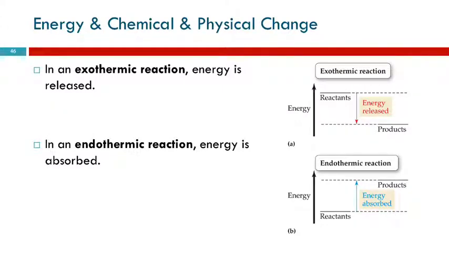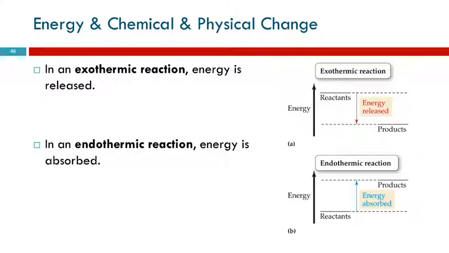So the energy can either be released or it can be absorbed in a chemical reaction. An exothermic chemical reaction, exo is like exit, it's going out. Thermal refers to energy, or thermic. Exothermic means that energy is going out of the reaction. So for an exothermic reaction, we start with a high potential energy and we go to a lower potential energy. And the energy is released to the surroundings.